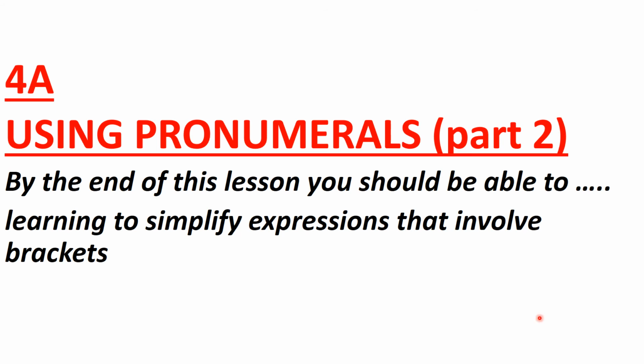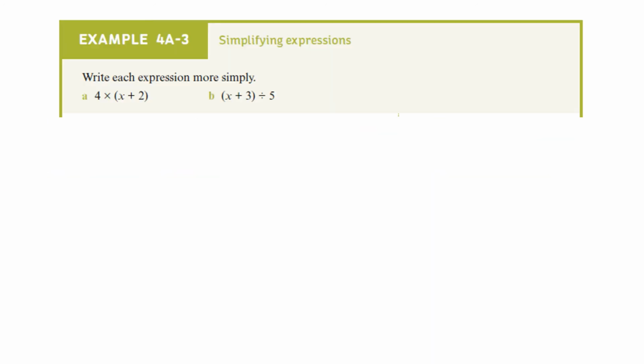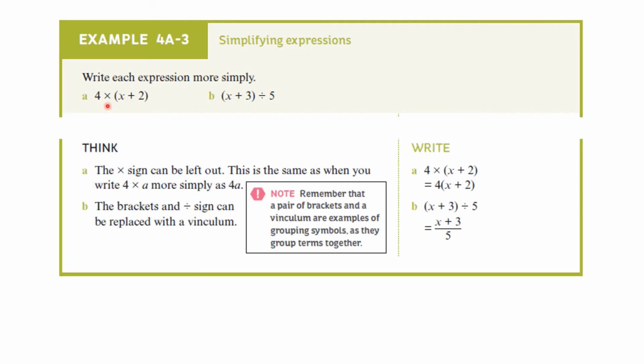All right, let's do part 2 of 4A. Okay, so we're going to now involve simplifying expressions that involve brackets. Write each expression more simply. Now, you might look at this and think, oh, it looks pretty simple to me, but thinking about my last couple of slides that I just went through with you, if we get rid of this multiplication sign, we can now just write it as 4 and then our bracket x plus 2. In algebra, having a number directly next to a bracket without seeing a sign in between is always a multiplication. So this is why we can just leave that times sign out.